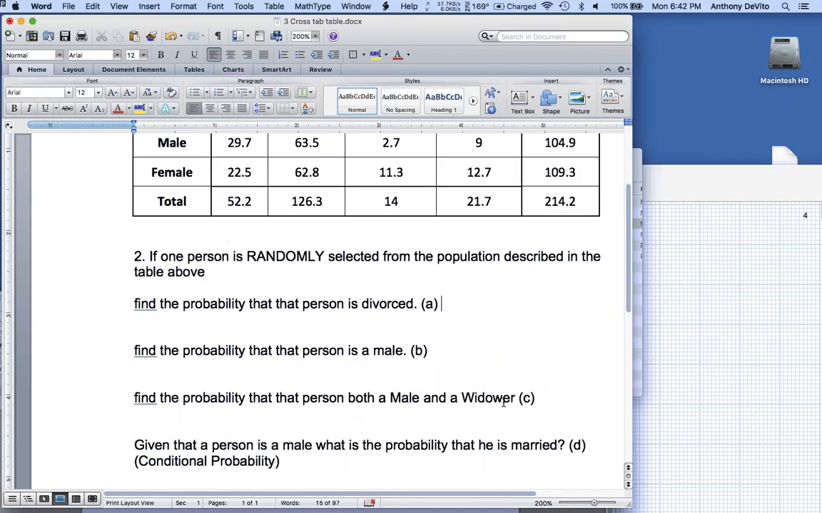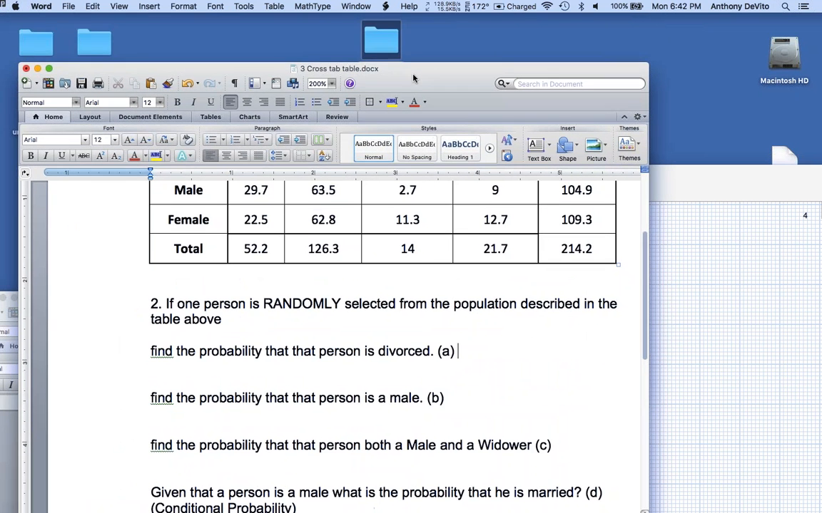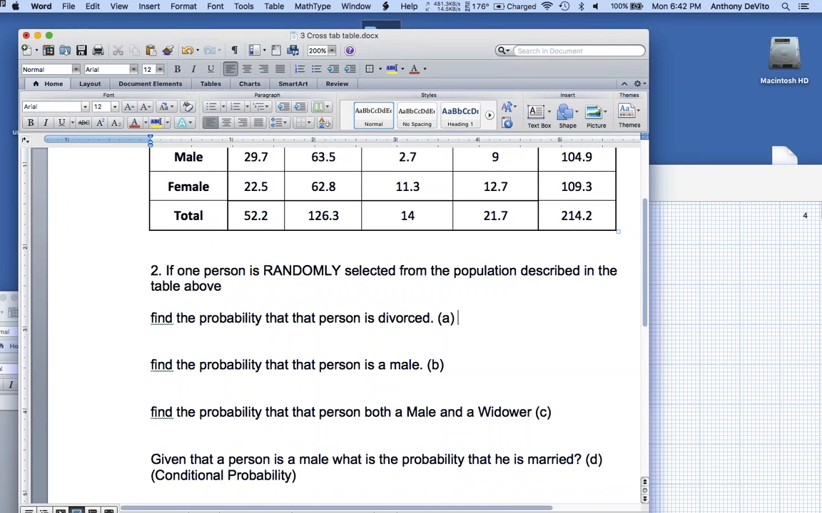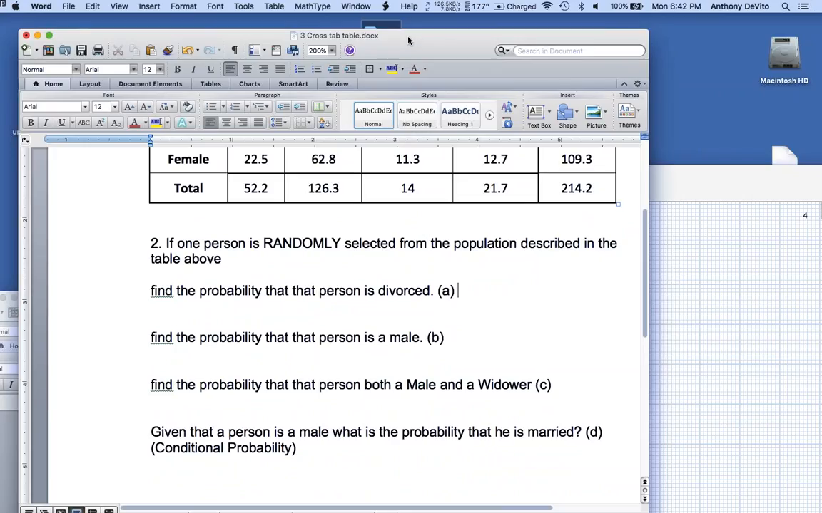Is this on Blackboard, by the way, this document? Yes, it's on the lab section. I think it's just the one that's listed as number 3.